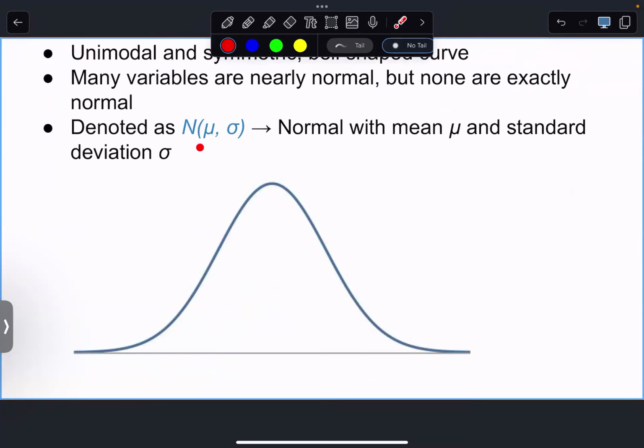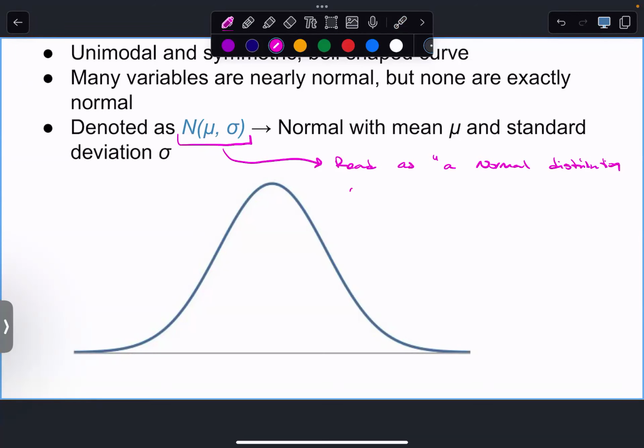Some shorthand notation that we're going to use is this capital N, which is the name of the shape, right? Normal. And then with a mean mu and a standard deviation sigma. Okay. And so here, we're going to read this as a normal distribution with a mean mu and standard deviation sigma.